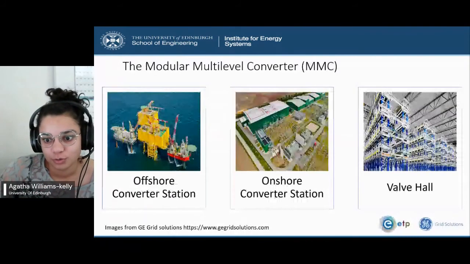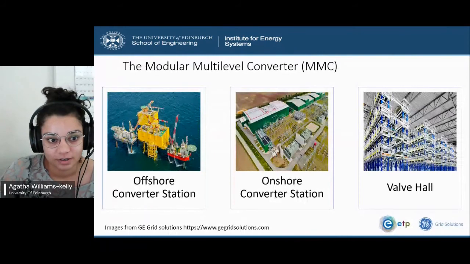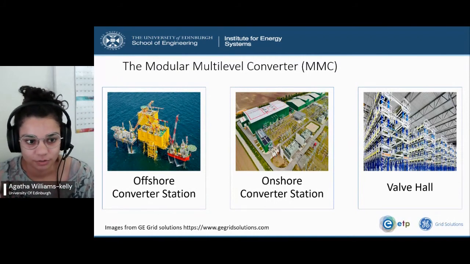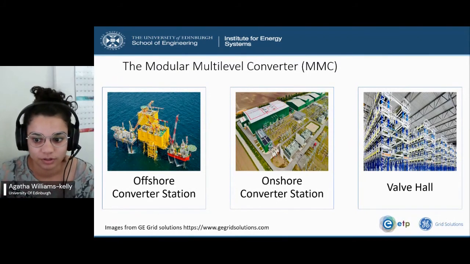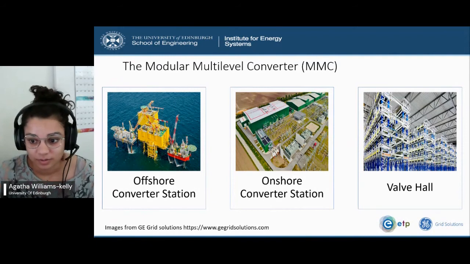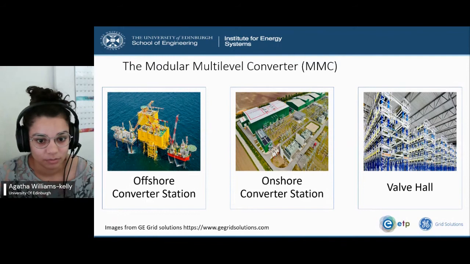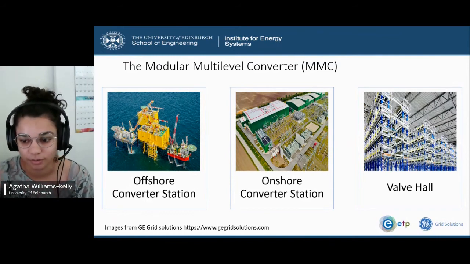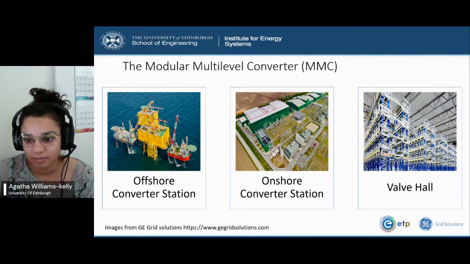Okay, so a voltage source converter is an umbrella term for a type of power electronic converter, which is in the title of my project, but I really only focus on modular multi-level converters. That's because these are used extensively in the transmission system, and there are many more being built in the near future and planned. Basically what they do is convert between AC and DC power.